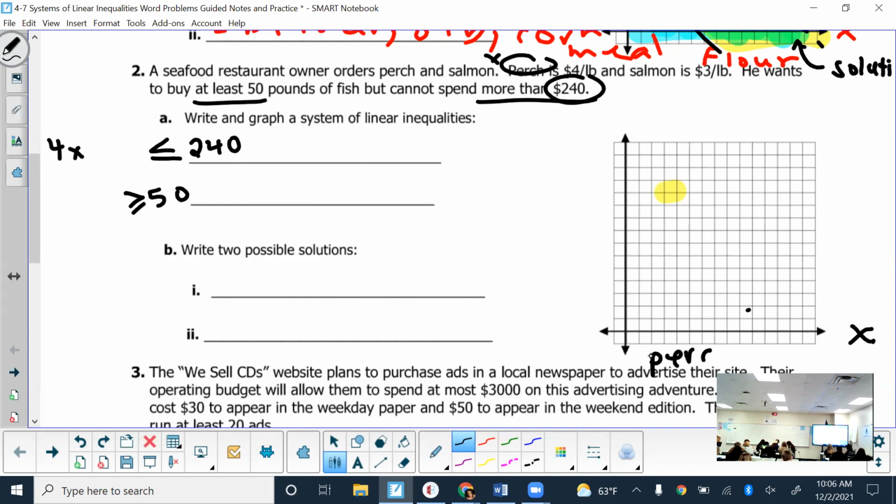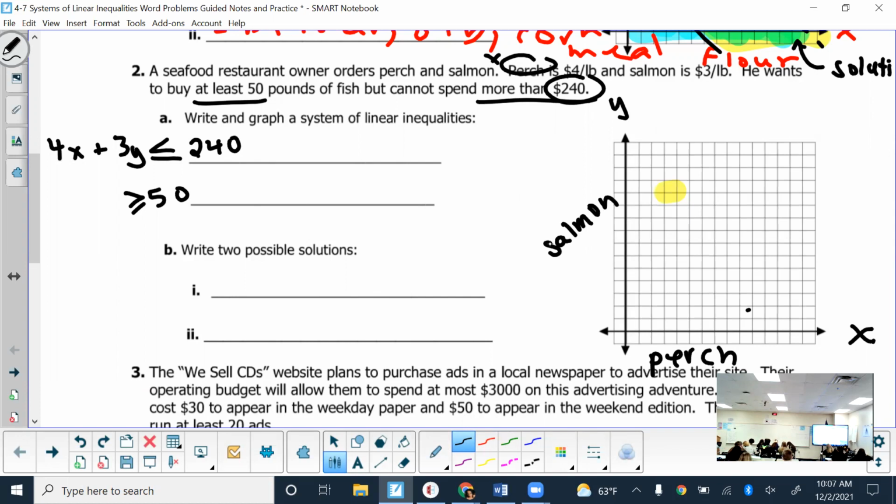All right, so my X-axis is for perch, and then my Y-axis is going to be for what? And how much does the salmon cost? Good. So your expression is 4X plus 3Y on the left side. And my Y-axis is for the salmon.